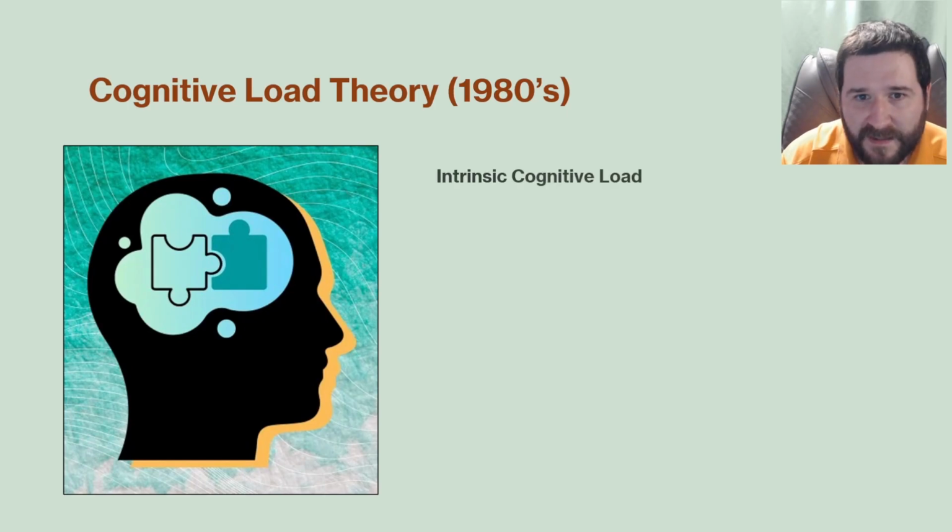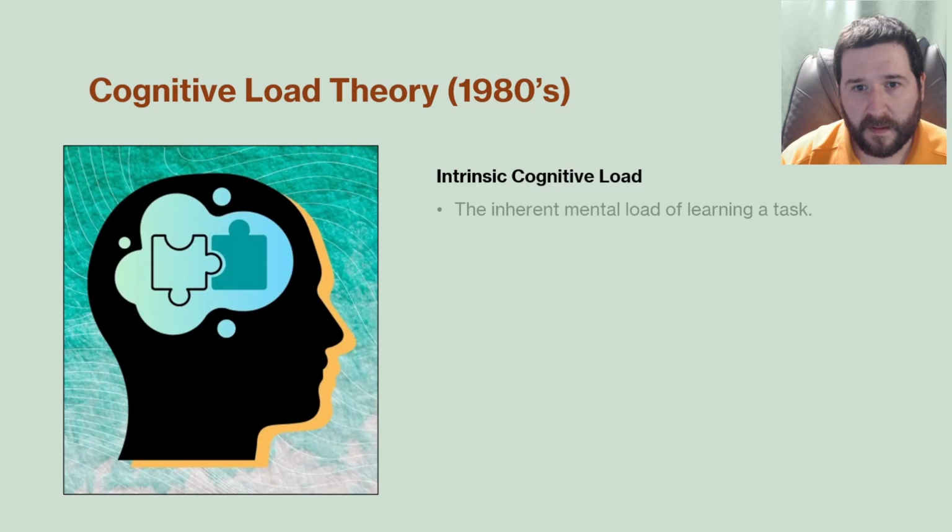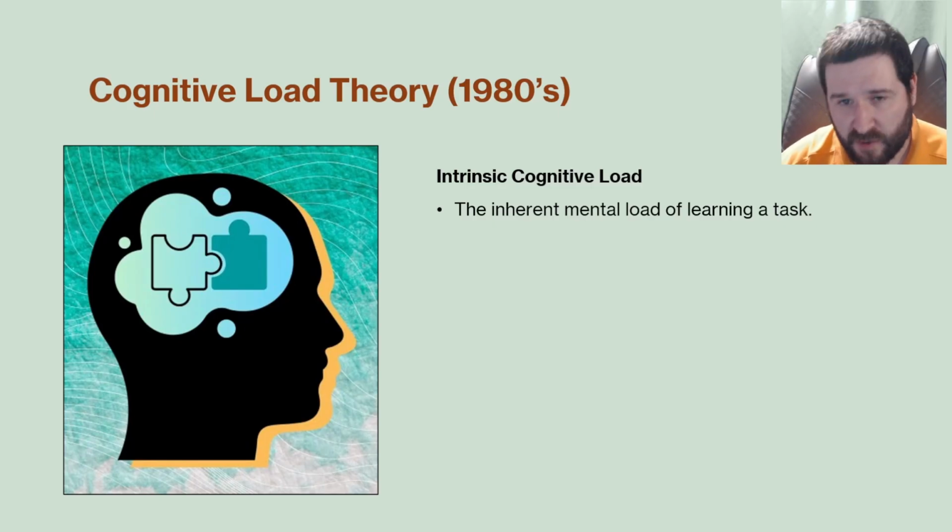First, your brain has to manage the intrinsic cognitive load. Okay, this is the inherent mental load of learning a task. Okay, simple tasks have a low intrinsic cognitive load, where a complicated task might have a very high intrinsic cognitive load. Right, depending on how difficult the topic is that you're learning, that is what affects our intrinsic cognitive load.